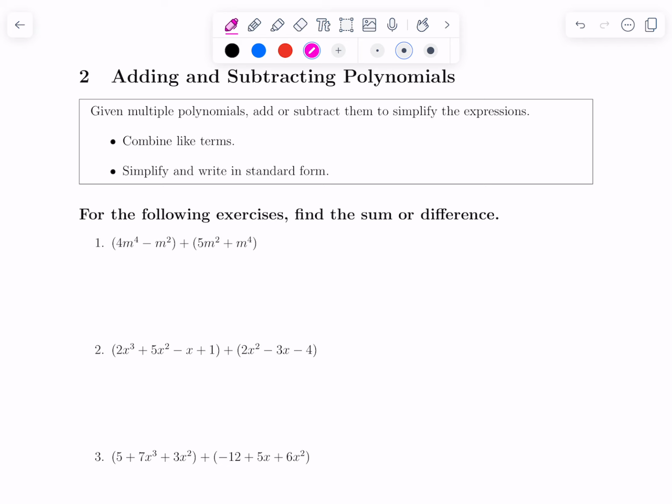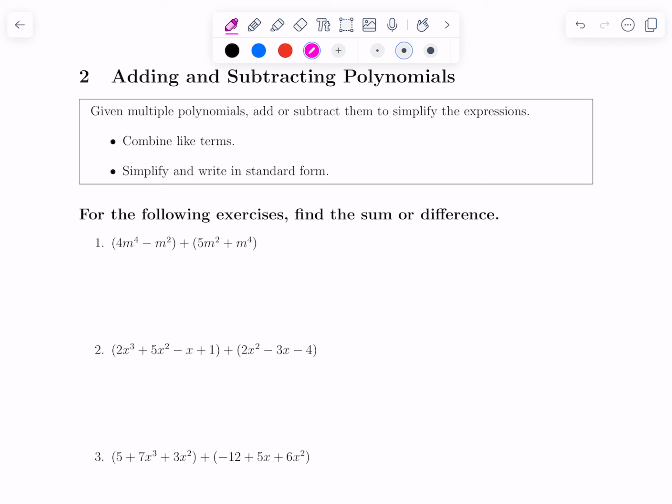Okay, so this is the second video for polynomials. We're going to talk about adding and subtracting polynomials. Given multiple polynomials, add or subtract them to simplify the expressions. You're going to combine the like terms and then simplify and write in standard form. So let's look at it. Exercise underneath: find the sum or difference.